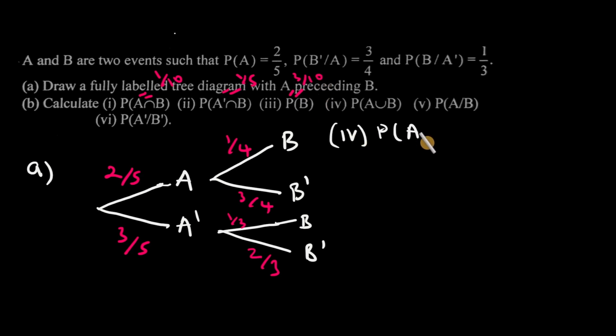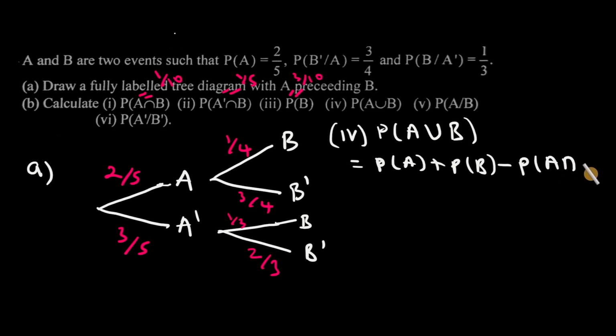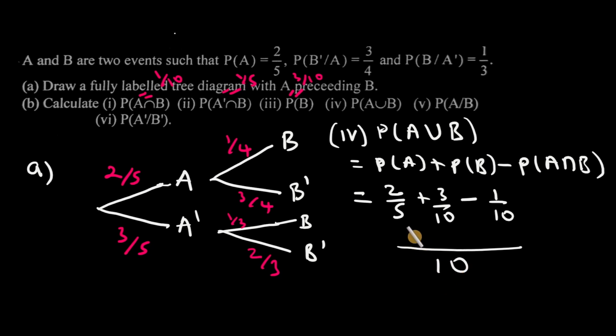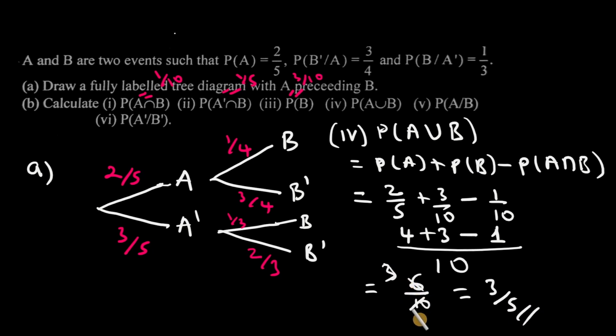Roman 4, probability of A union B. By definition, probability of A union B is equal to probability of A plus probability of B minus probability of A intersection B. Probability of A is given as 2 on 5 plus probability of B, which is 3 on 10, minus probability of A intersection B, which we obtained as 1 on 10. Now here we can look for the LCM. 10, 5 goes to 10, 2 times 2 is 4, plus 10 goes to 10 1 time, 1 times 3 is 3, minus 10 divides 10, 1 times 1 is 1, which is equal to 4 plus 3, 7 minus 1 is 6 on 10, which is the same as 3 on 5. That's 2 goes here 3 times, 2 goes here 5 times. That means probability of A union B is 3 on 5.